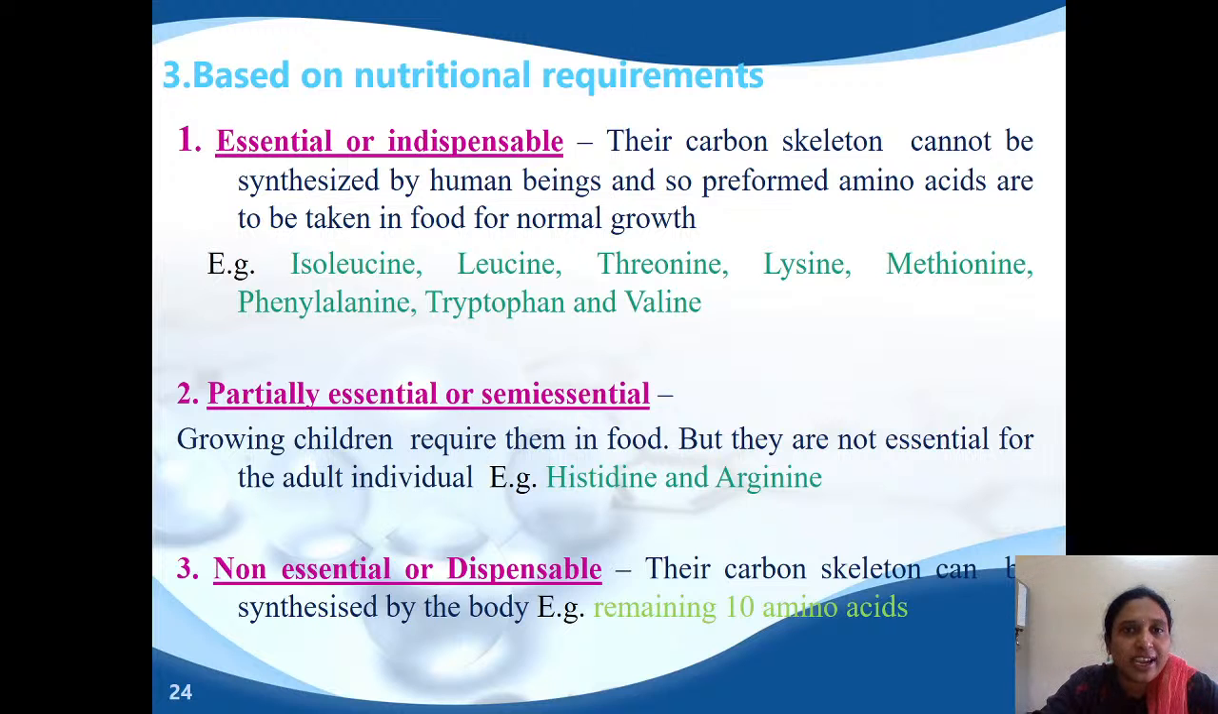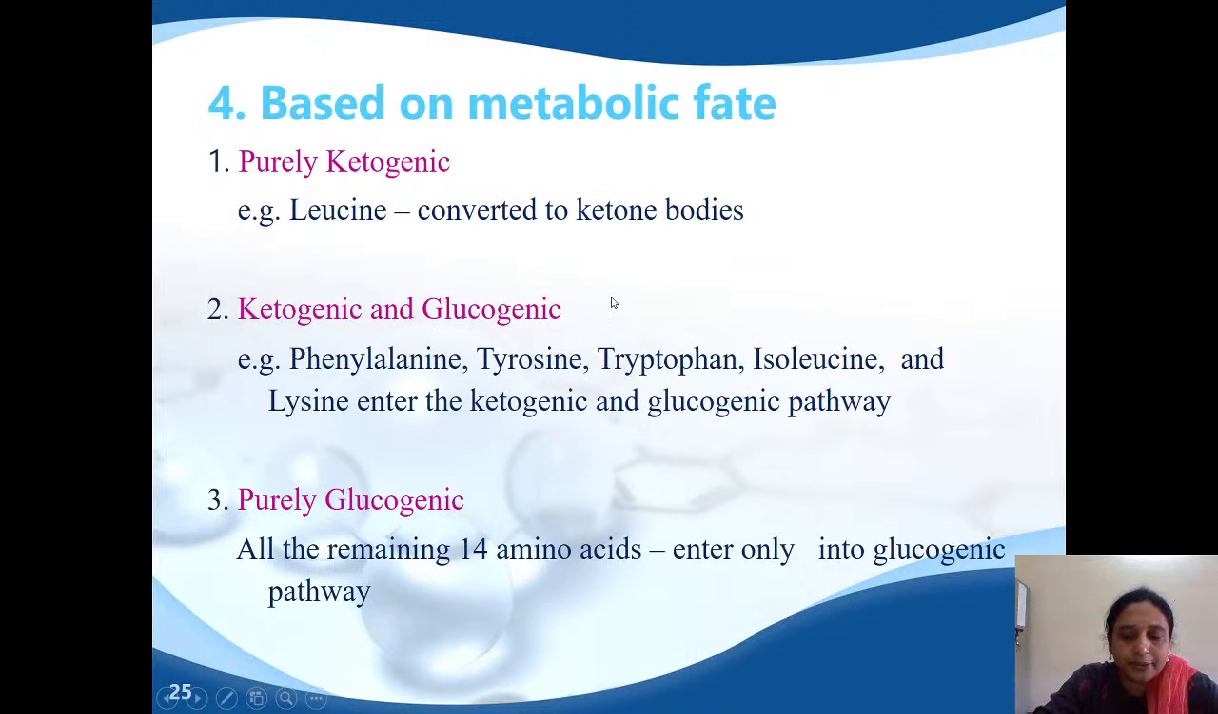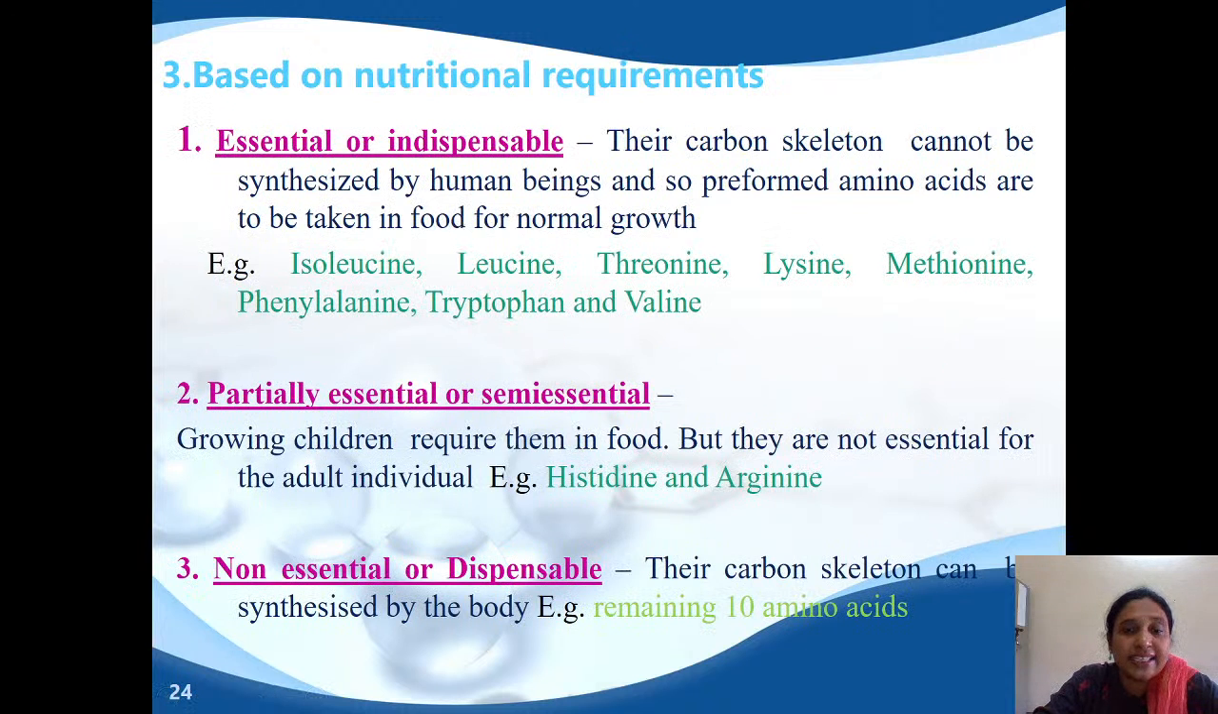Why are they called essential? As the name indicates, they cannot be synthesized by human beings, so they have to be taken in food for normal growth. Out of the 20 amino acids, 10 are essential. The essential amino acids are isoleucine, leucine, threonine, lysine, methionine, phenylalanine, tryptophan and valine. And histidine and arginine also we generally include under essential amino acids. So out of 20, 10 are essential.